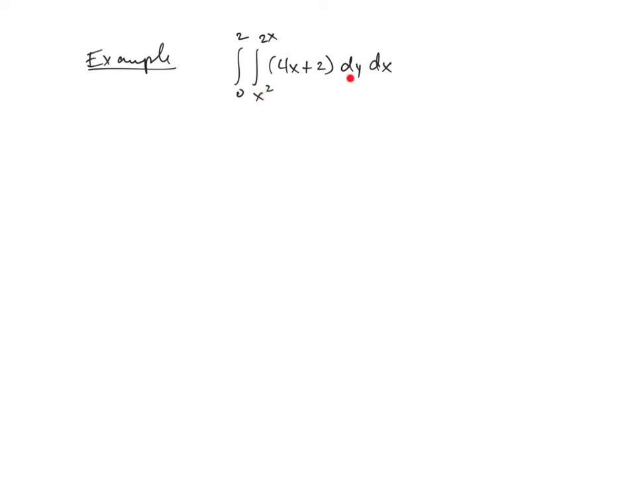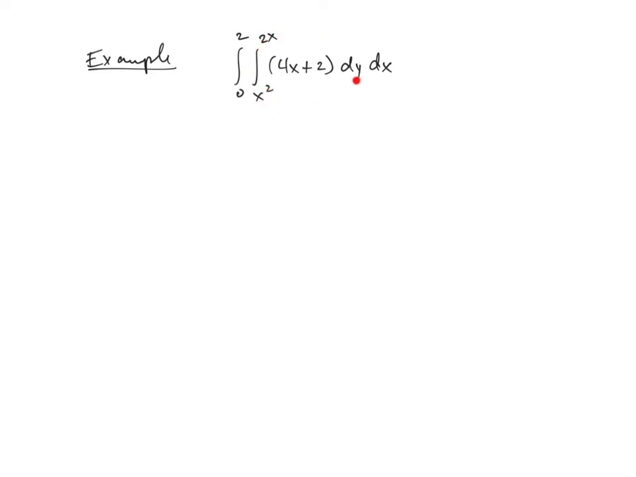They could be numbers or functions of x. If we're integrating with respect to y, they cannot be functions of y. That would make no sense, because after we do this inner integral, we've integrated out y. Y is gone. So these cannot be functions of y, but they could be functions of x. One could be a function of x and the other a number, or vice versa.